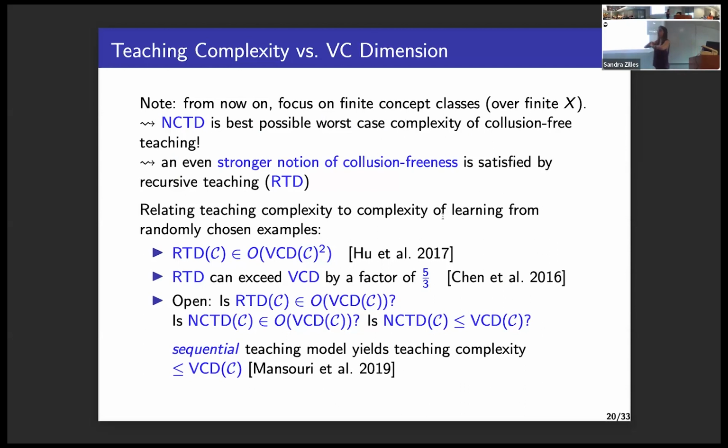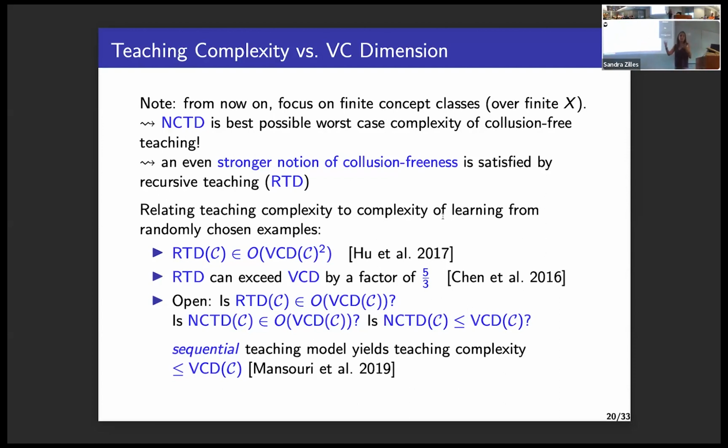So now, from now onwards, I will look at only the finite world. So X is finite, all the concept classes are finite. That eases some things, but a lot of what I say will also work the other way. So we know the NCTD is the best possible worst case complexity you can have for collusion-free teaching. There's this model RTD, that was the one invented by Marty a long time ago. It is a very well-studied model of teaching. It satisfies an even stronger notion of collusion-freeness. There is a paper in which we characterize that. I won't go into the details. You could say, well, that Goldman-Mathias collusion-freeness isn't enough for me. I'm imposing more constraints. Then you get exactly Marty's model.